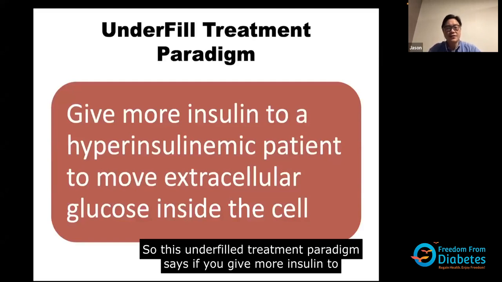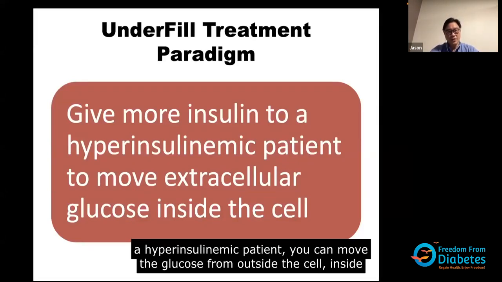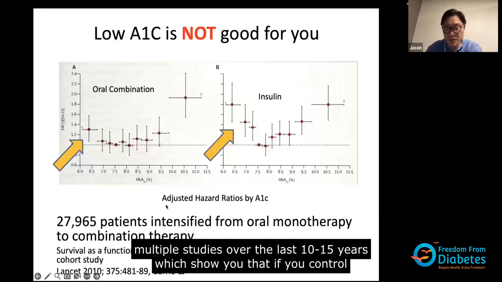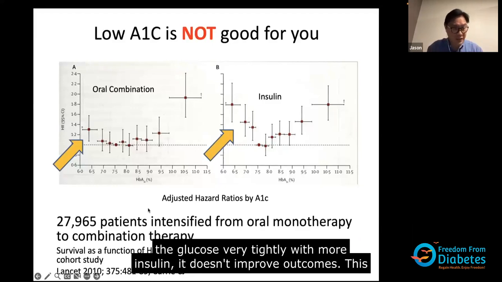So this underfill treatment paradigm says if you give more insulin to a hyperinsulinemic patient, you can move the glucose from outside the cell inside the cell. But the problem is that it doesn't really help you. There are multiple studies over the last 10, 15 years which show you that if you control the glucose very tightly with more insulin, it doesn't improve outcomes.